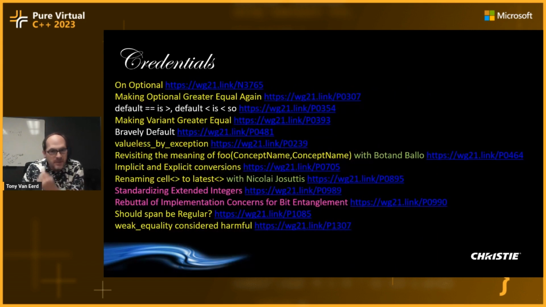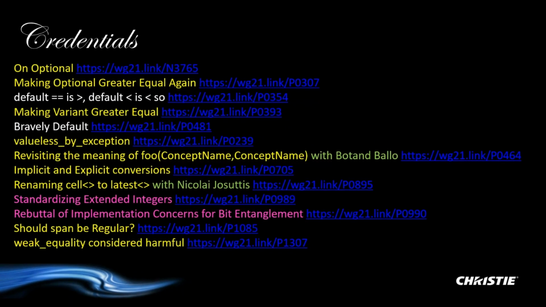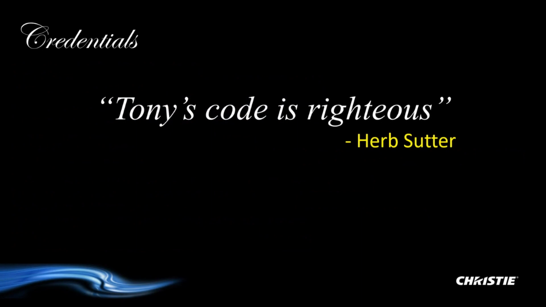I'm on the C++ committee. Some of my papers worked on things like optional and variant, some little bits of concepts. Like to complain about naming a lot. The yellow papers are successful papers I've written. But if you're only going to read one paper, read the two pink ones. Those are my favorite. And my other claim to fame here is Herb Sutter said my code is righteous. Let's not worry about what the context was. Let's just assume he meant all my code, ever, future, whatever.